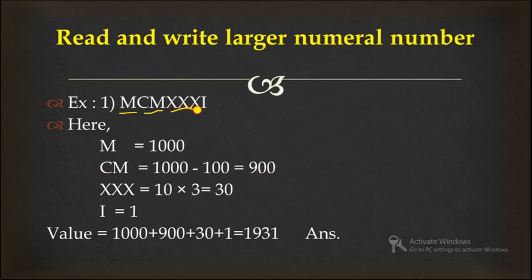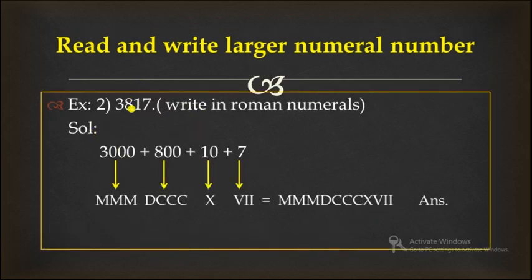And XXX: 10 into 3 is equal to 30. X is repeating 3 times, that's why I multiplied 10 into 3. Then I is equal to 1. Now finally we have to add these: 1000 plus 900 plus 30 plus 1 is equal to 1931. Understood?